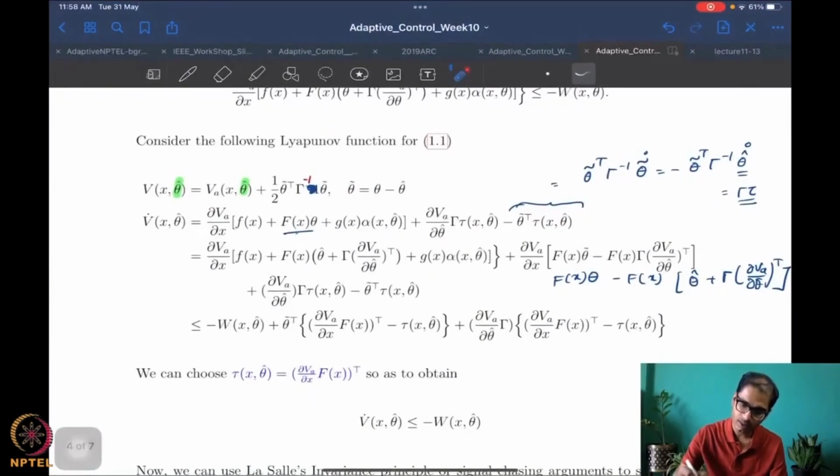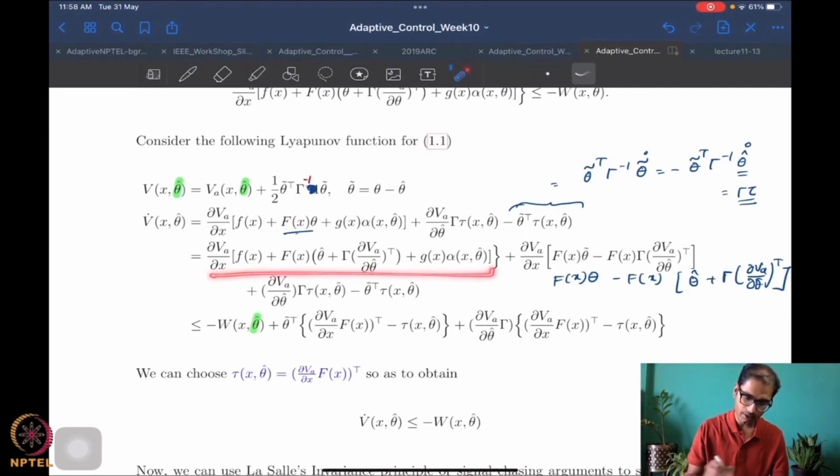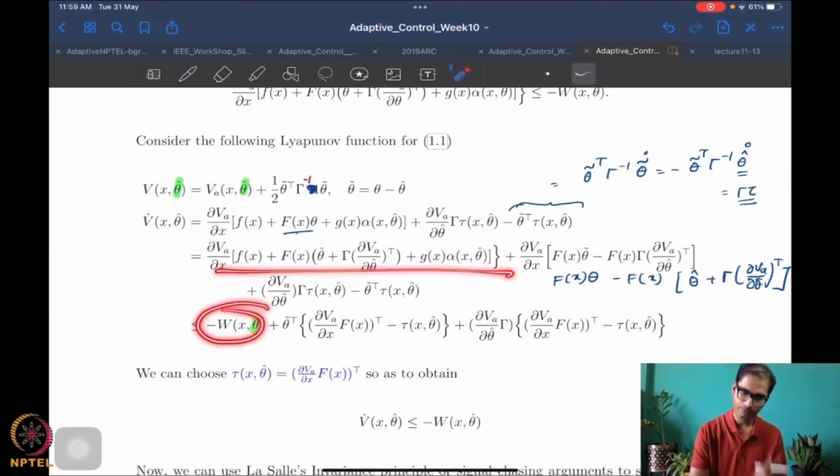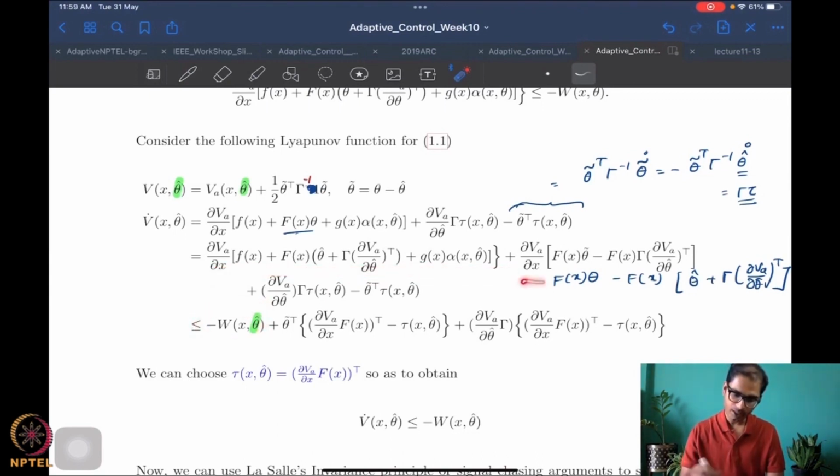Okay? So this term gets written as it is, and these two combine to give me fx theta tilde. All right, and then of course I have these two terms, right? So del VA del theta cap gamma tau minus theta tilde transpose tau. So these two terms remain as they are. Okay. Now I know that this guy is now minus wx theta cap, right? Again, remember, because all the thetas were replaced by theta cap. So this is not wx theta, but minus wx theta cap. That's the only difference. And then I have these terms, right?